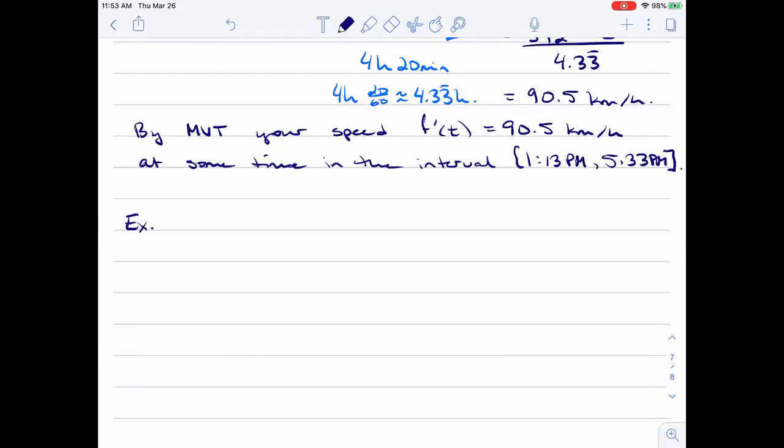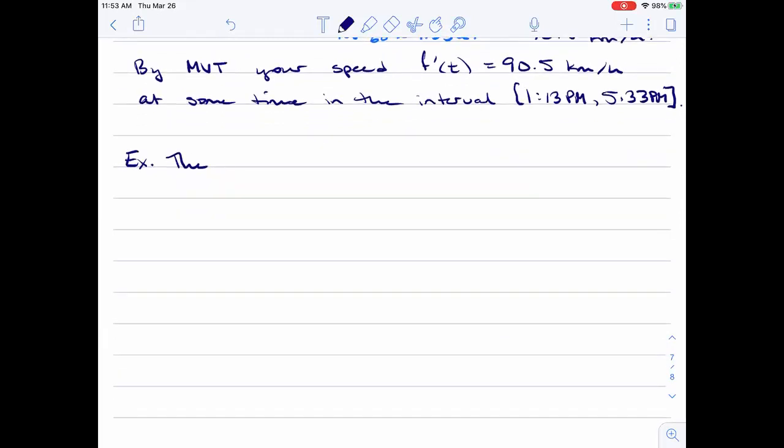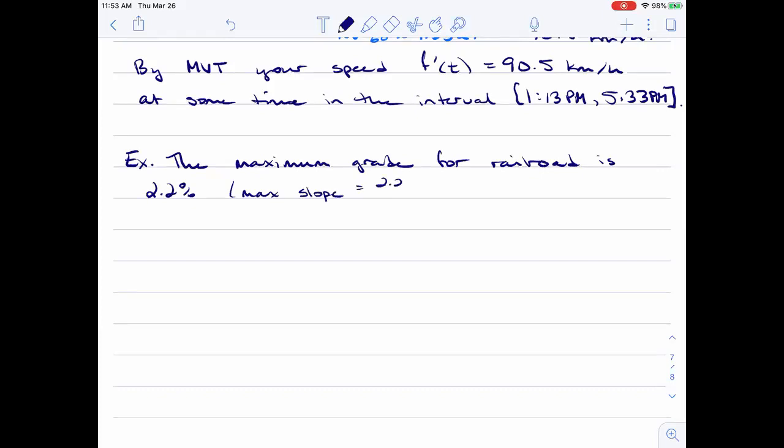Let's see here. The maximum grade for railroad is 2.2%, which is essentially saying that the maximum slope can be 2.2 out of 100.